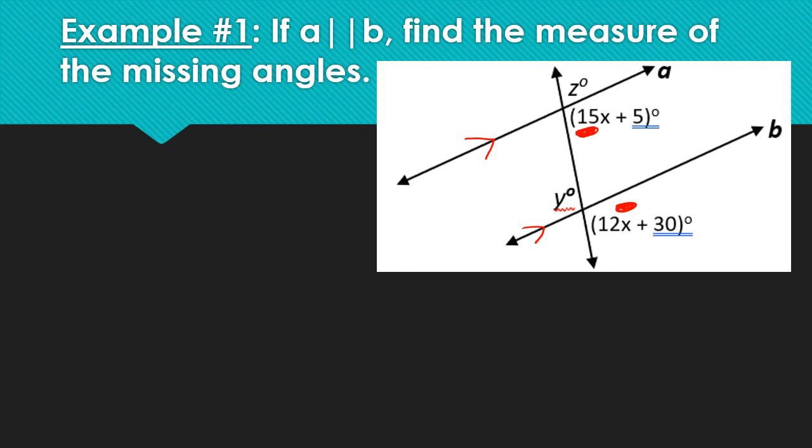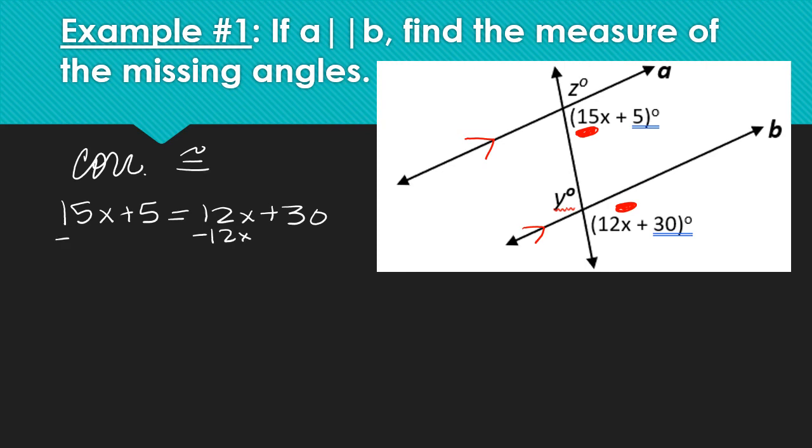So I have to decide, are they alternate interior, alternate exterior, same side angle pairs, are they congruent, or are they supplementary? So when I look at those, they have the same location at each intersection. So I determined pretty quickly that those are corresponding angles. And if I recall from the theorems, corresponding angles are congruent, which essentially means that 15x plus 5 is going to equal 12x plus 30. So now I'm going to do some algebra. So we are going to subtract 12x from both sides.